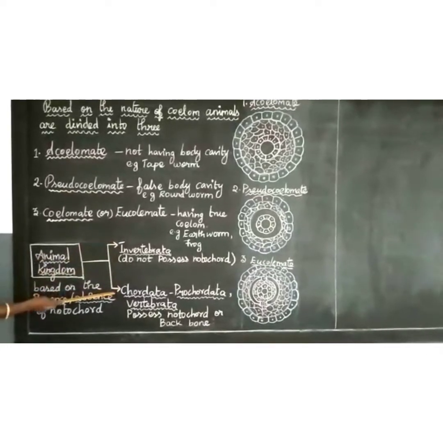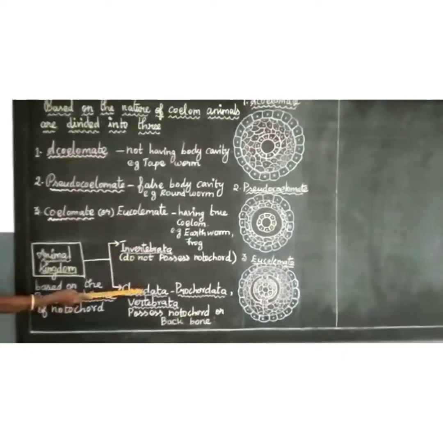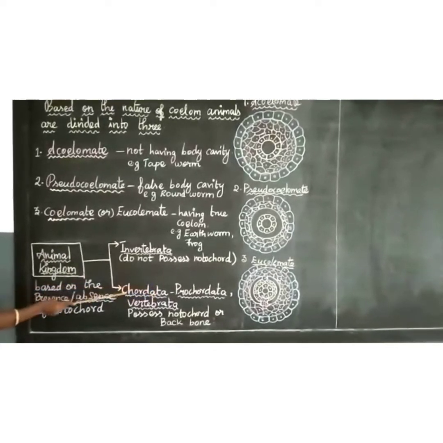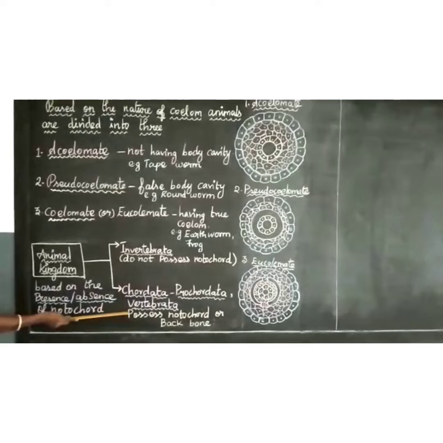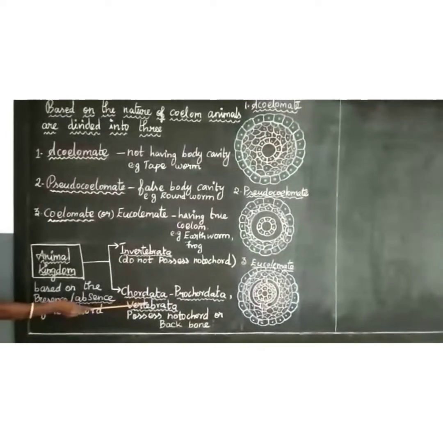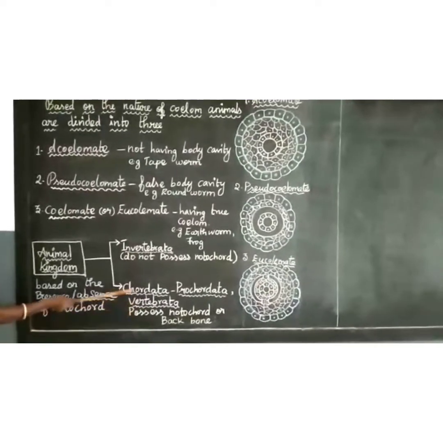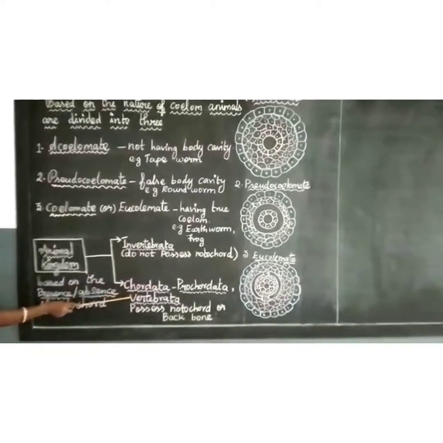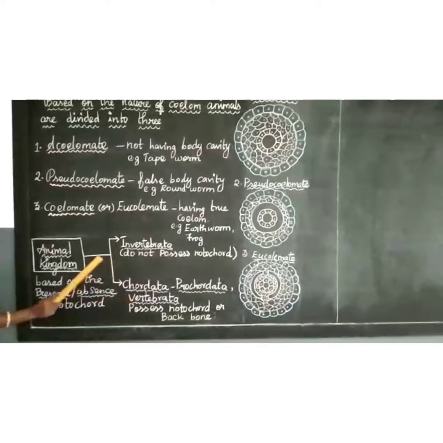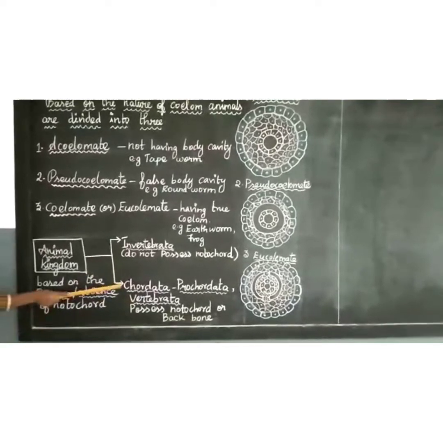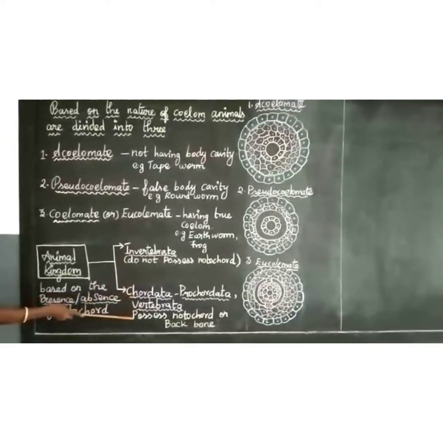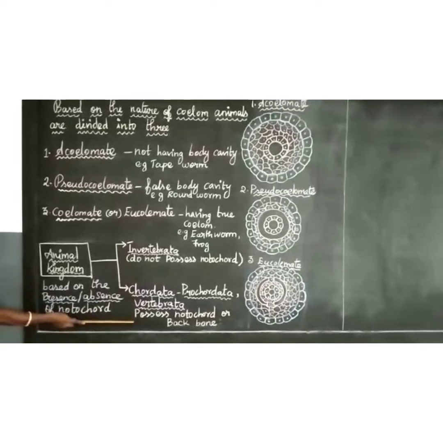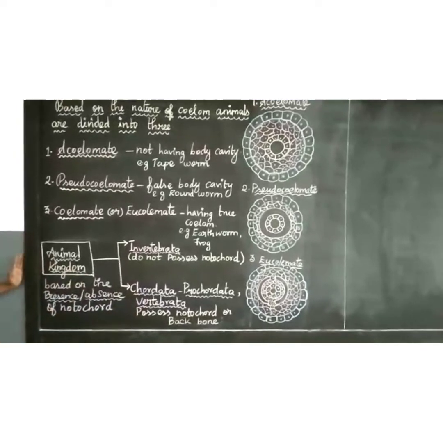Then the second one, chordata or prochordata and vertebrata. Animals that possess notochord or backbone are included in chordata, prochordata or vertebrata. Those animals having backbone are included in chordata. Clear? Up to this the class will be over.